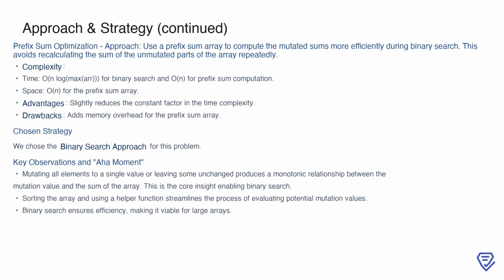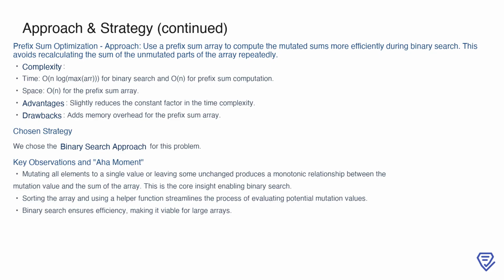To further optimize the binary search approach, we can use a prefix sum array. This helps us compute the mutated sums more efficiently by avoiding repeated calculations for the unmutated parts of the array. Essentially, the prefix sum allows us to split the array into two parts, the elements affected by the mutation and those that remain unchanged.